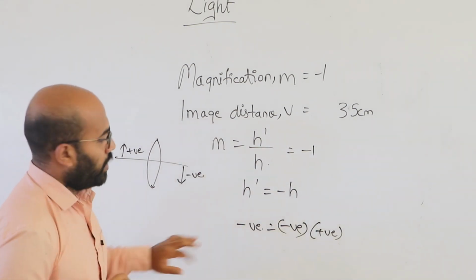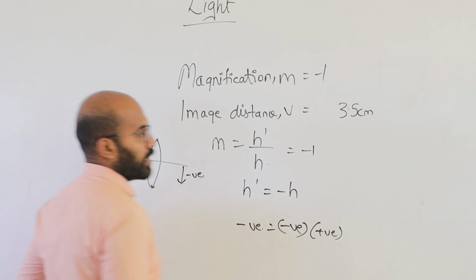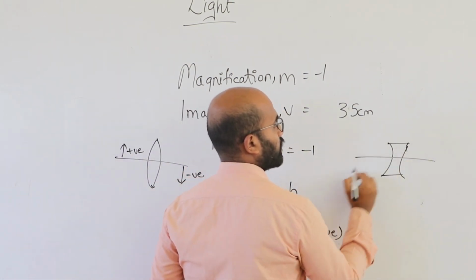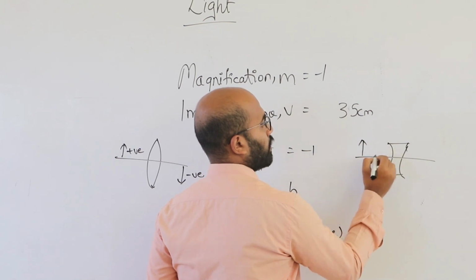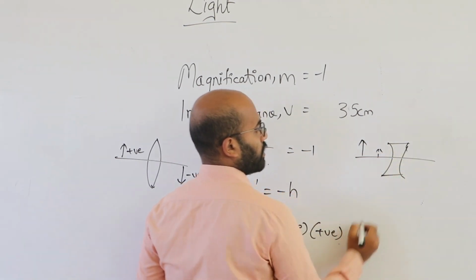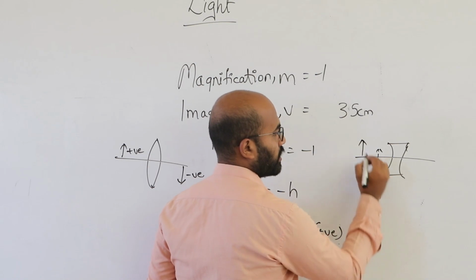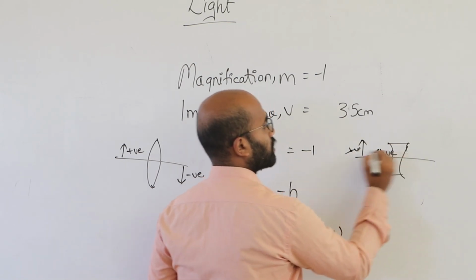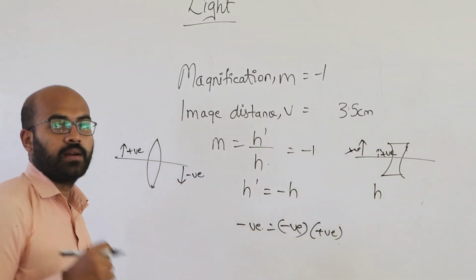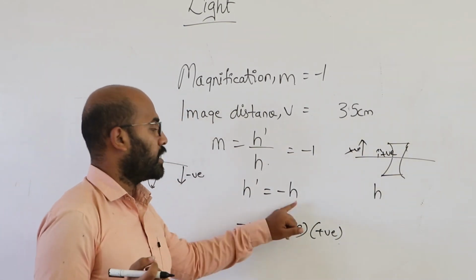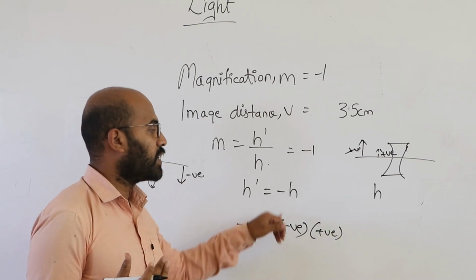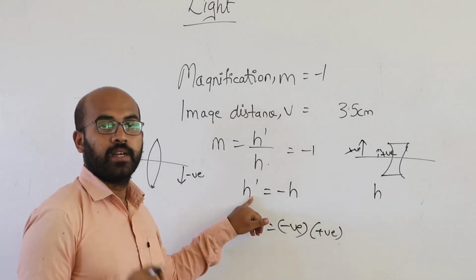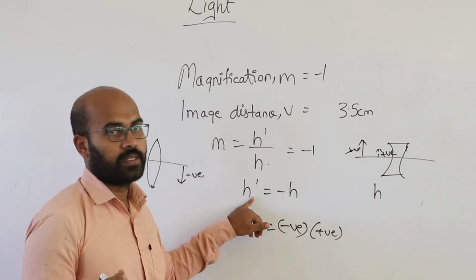If I take a concave lens, it's always forming a virtual and erect image. So the height of the object is positive, and the height of the image is also positive. Both the heights are positive, but here it should be opposite. Means if the height of the object is positive, then the height of the image should be negative. This is how it should be according to the sign convention.